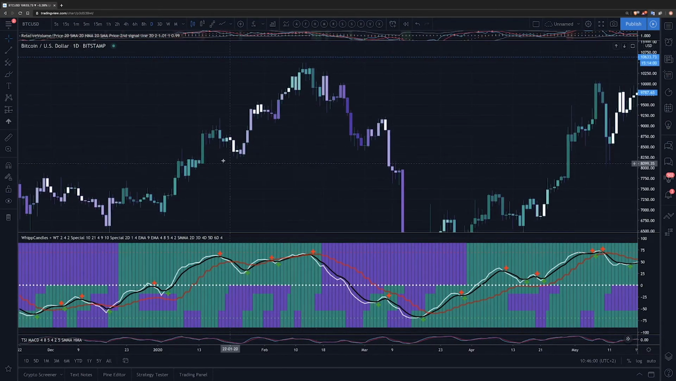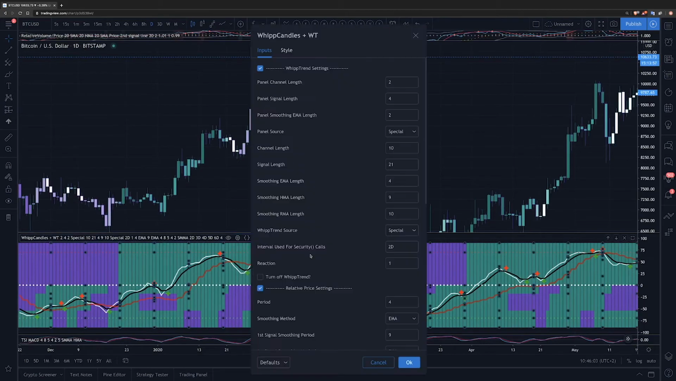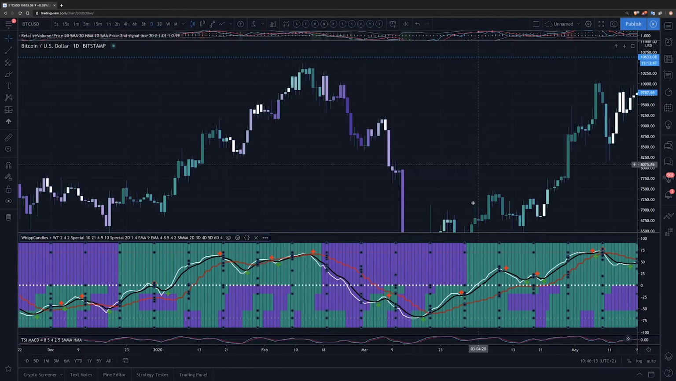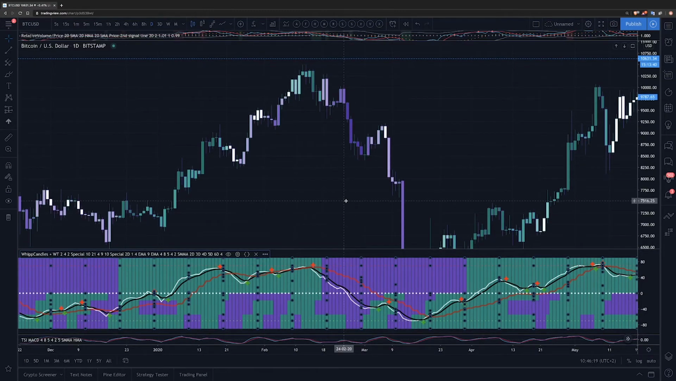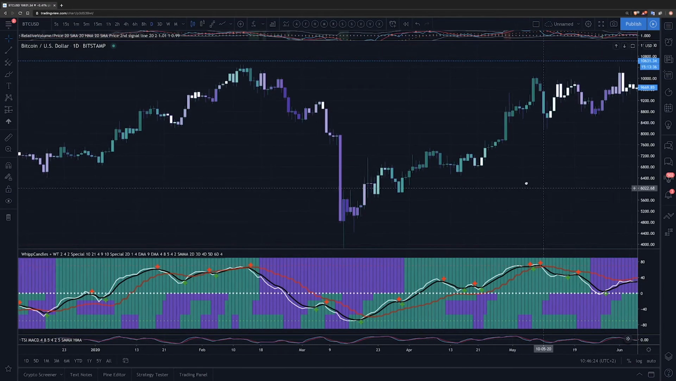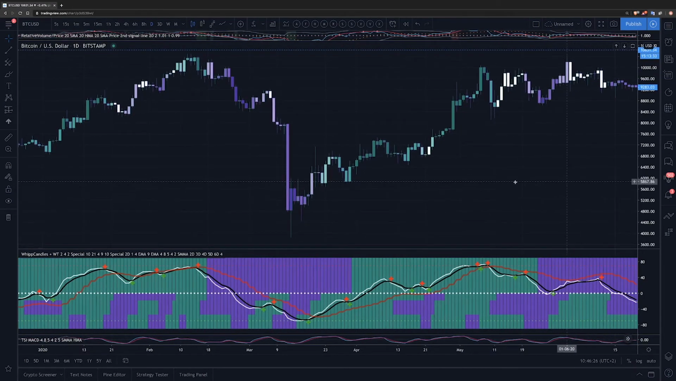But no, whip candles is actually looking really nice with the daily chart and the collection of relative volume, whip trend, and TSI MACD. So I don't want to make this video too long. If we have any questions on this, I can probably update the video at a later stage, but I want to get this out for you guys, and then you can have a play with it.